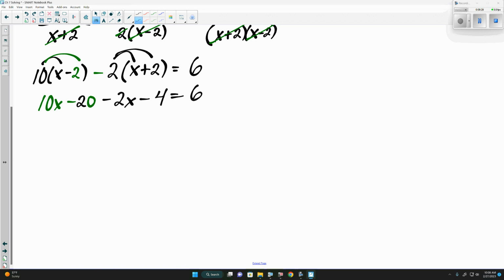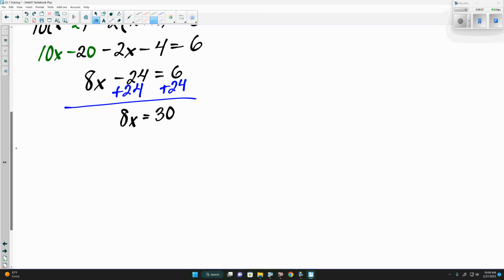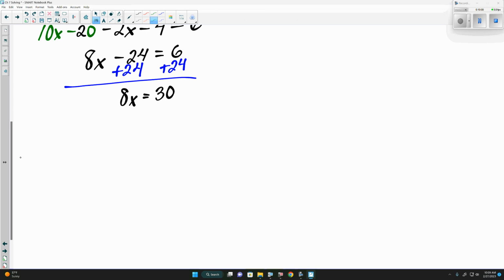At this point here, we can combine like terms. 10x minus 2x is 8x. Negative 20 minus 4 is negative 24, is equal to 6. To get x by itself, we would add 24 to both sides, telling us 8x is equal to 30. And the last thing we can do is divide both sides by 8.